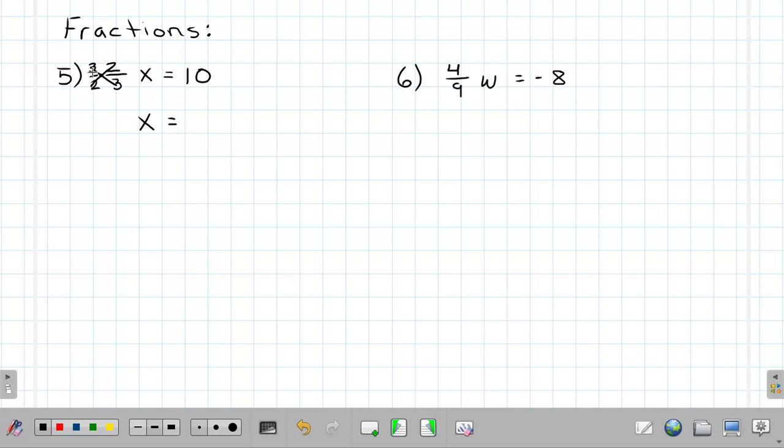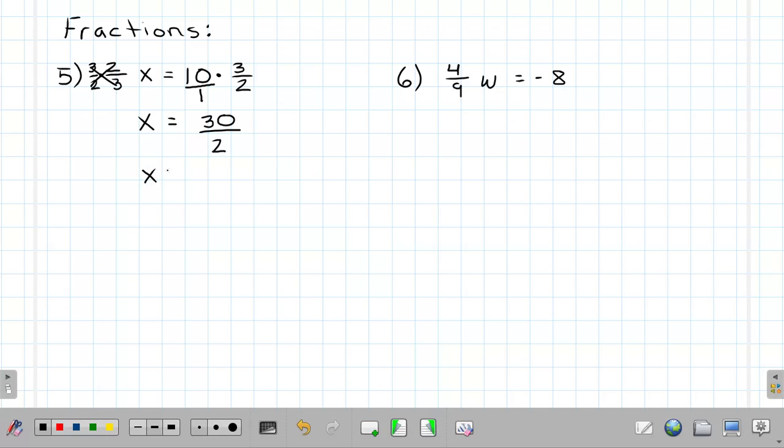But once again, if we multiply this side times 3 over 2, we've got to multiply this side times 3 over 2. And some people still freak out because you have to multiply a whole number times a fraction. Well, how do we do that? If we don't want to use a calculator, all you have to do is change your whole number into a fraction. And how do we multiply fractions? Well, we multiply straight across. So 10 times 3 is 30 over 1 times 2, which is 2.